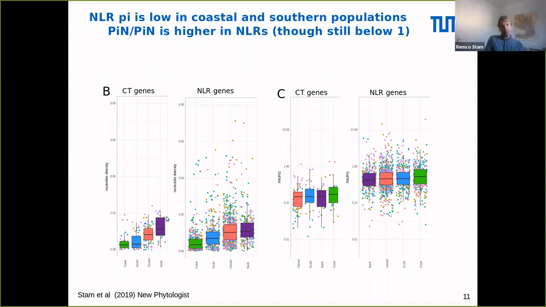If we then look at our NLR genes, we actually see that the nucleotide diversity on average isn't that much higher, right? We see that the coast is still as low, the south is a bit higher, and the center and the north are also not that much higher if you look at the averages with these box plots. But what we do see is that there are a large number of outliers. So indeed, there are some NLRs that really have a lot more polymorphisms in this data set than you would expect in a set of control genes.